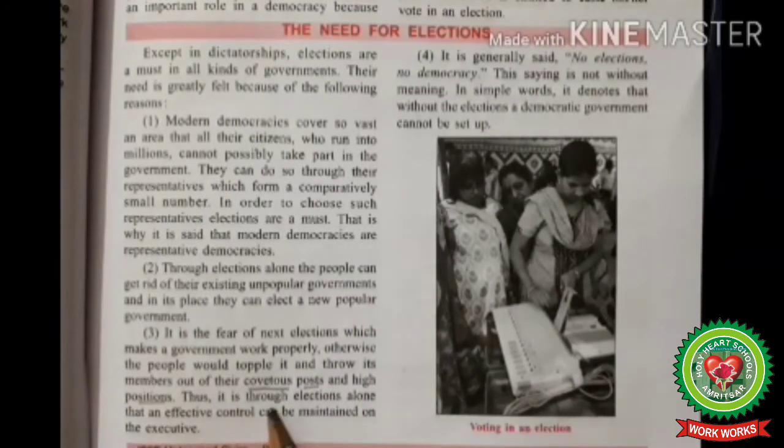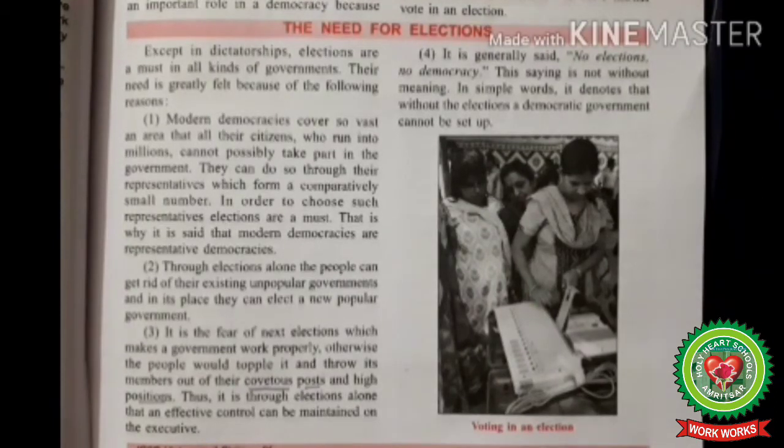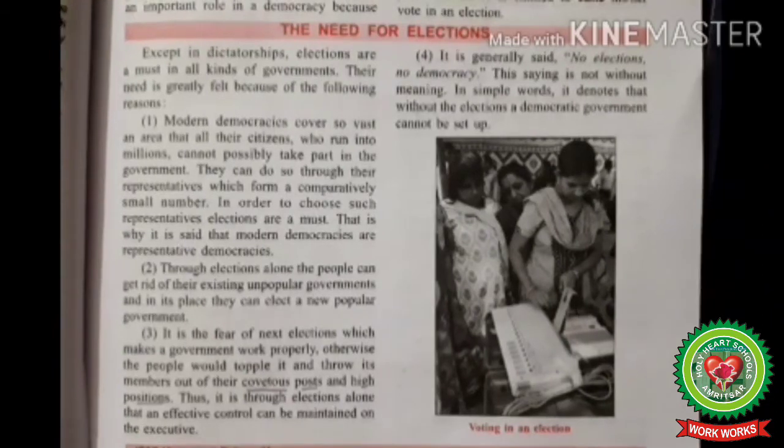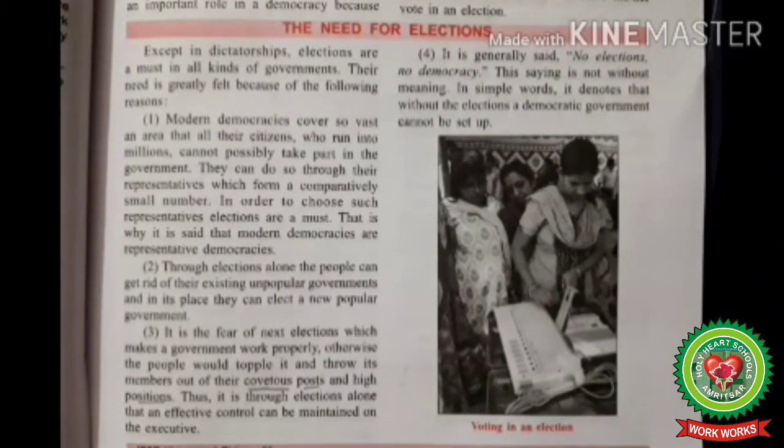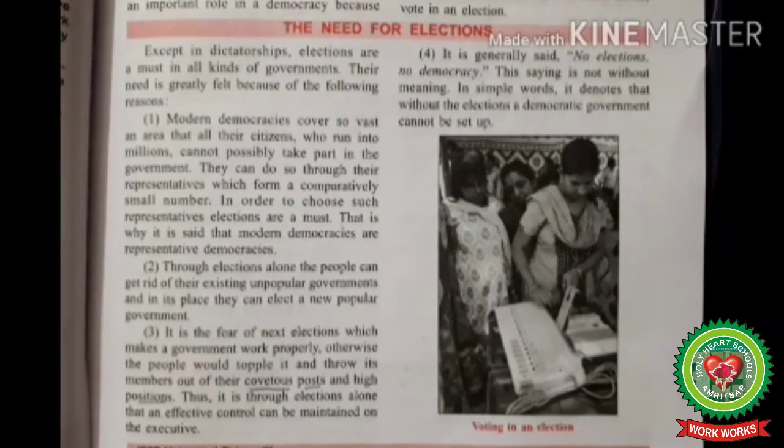Thus, it is through election alone that an effective control can be maintained on the executives. There is a great apprehension about the next elections, which makes the government work properly. As we know, the general tenure of the election is 5 years. Elected representatives have to prove themselves, otherwise there is an apprehension of their change. We can say that election can maintain effective control on executives.